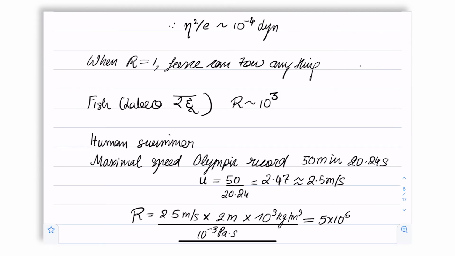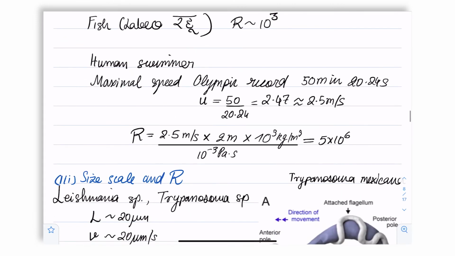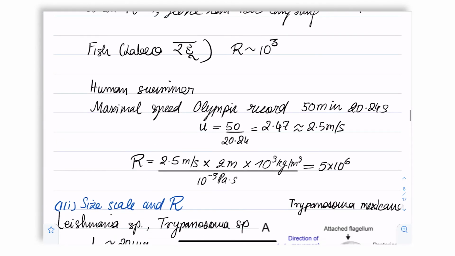So for fish, R is 10 to the power 3, that is Reynolds number is 1000. For human swimmers, we have taken not a typical human, but the best human, Olympic swimming record 50 meters freestyle, 20.424 seconds, works out to 5 times 10 to the power 6, that is 5 million is the Reynolds number. So clearly, at a macroscopic scale, we are way above R is equal to 1, and the force that matters most is the inertial force, because the viscous force is nanonewtons.